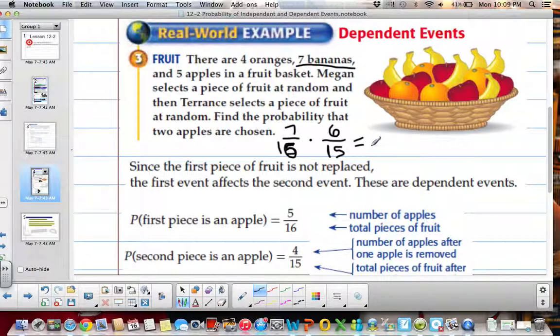So we have 7/16 times 6/15. And we would multiply those together and get, I have my simplified answer, but, so we have 16 times 15 is 240, and 7 times 6 is 42 over 240, which simplifies down to 7/40.